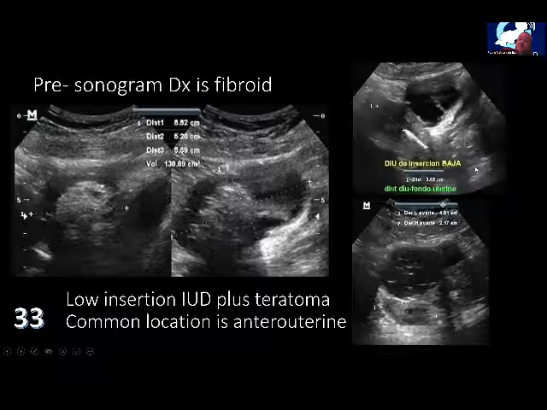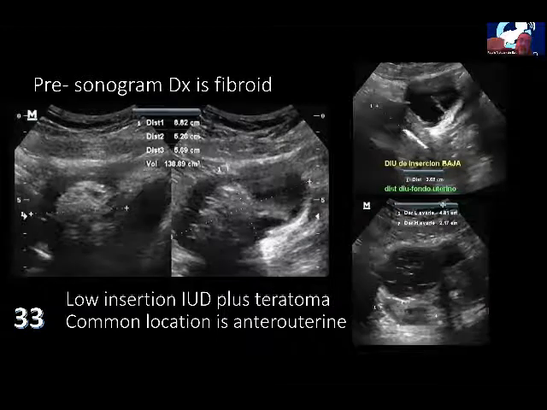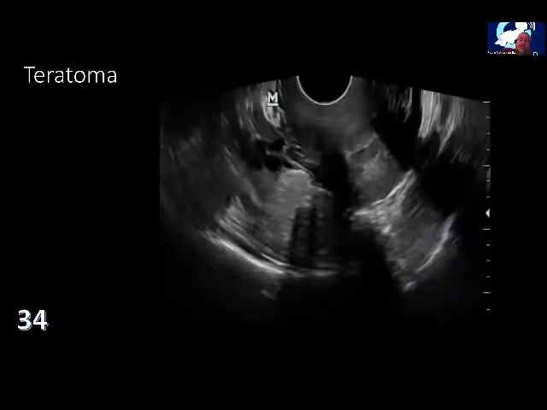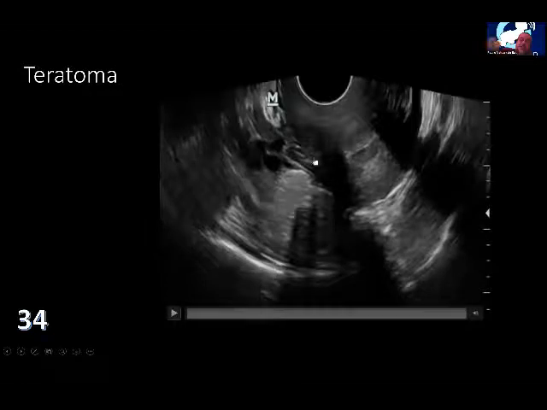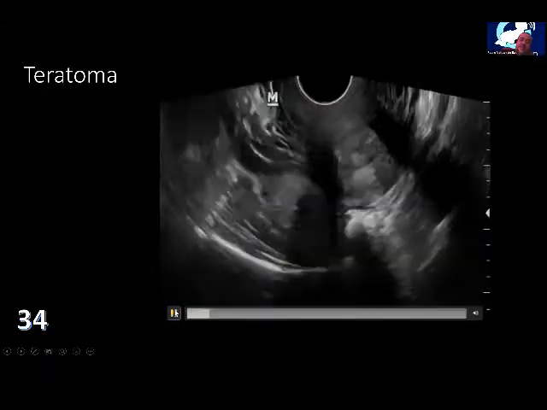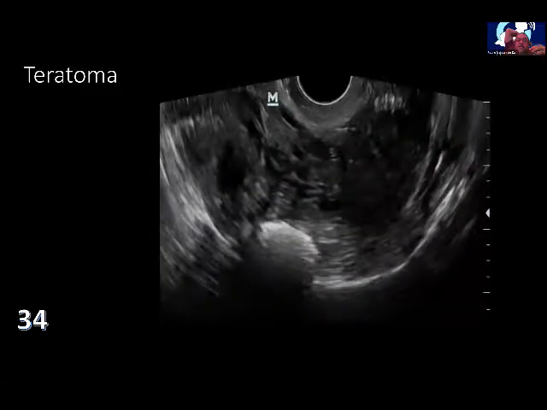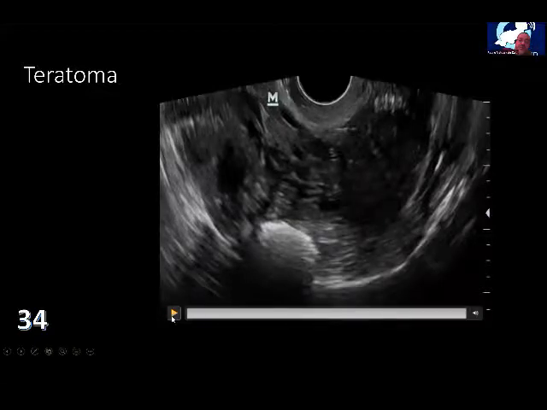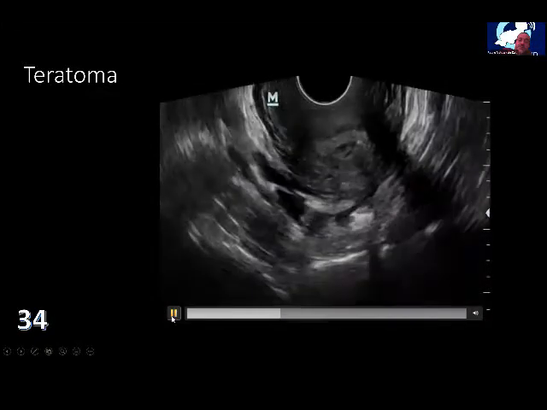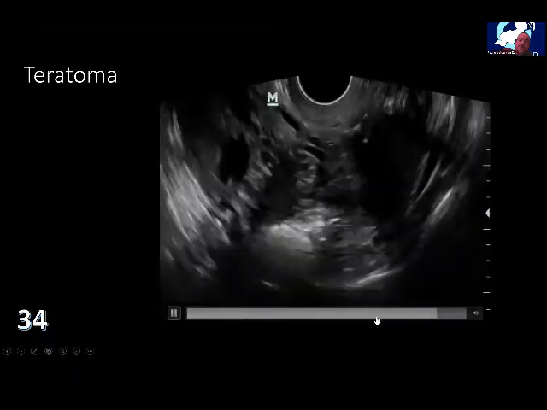And the mass is seen here, anterior to the uterus, between the uterus and the bladder. Common location of teratoma. This is a transvaginal view of the teratoma. The probe, the uterus, endometrium, and the mass. And the scan, slightly moving the transvaginal probe and seeing a complex mass.